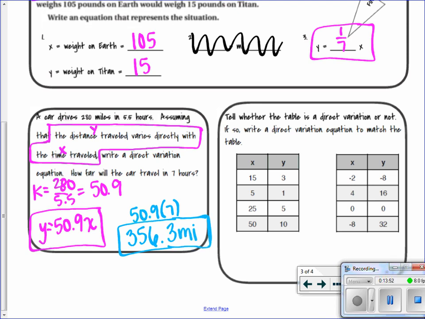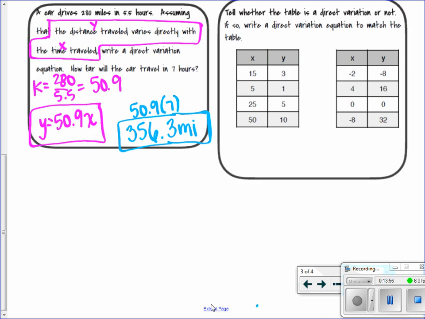Wait. So for the tables, on that first one, if it's direct variation, the ratios are constant and it goes through the origin. So on this first one, if we do our ratios, 3 over 15, 1 over 5, 5 over 25, and then 10 over 50. Do those all equal the same thing? What do they all equal? 1/5. So if it is direct variation, the k value is 1/5. If we put the origin inside the table, because it's not there right now, and the way to get to the origin still matches with that 1/5, then we're good. That means it's direct variation.